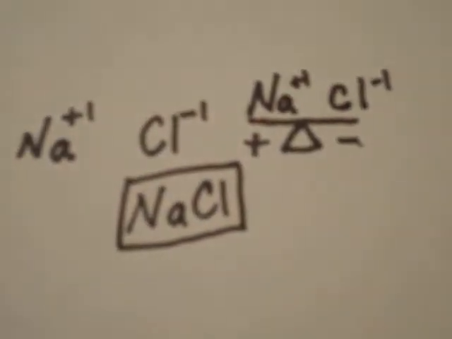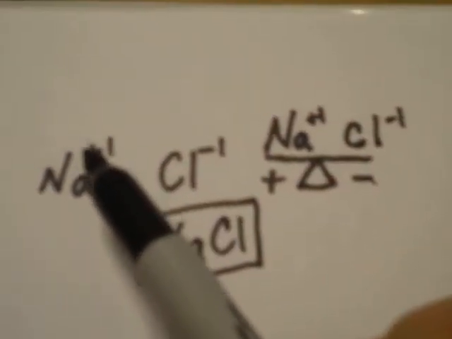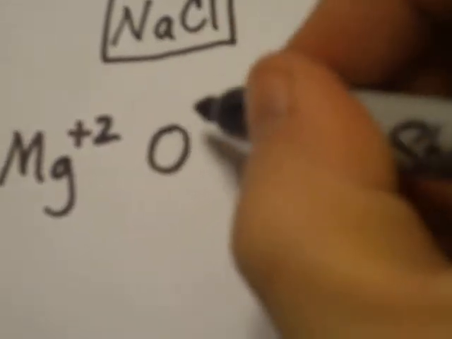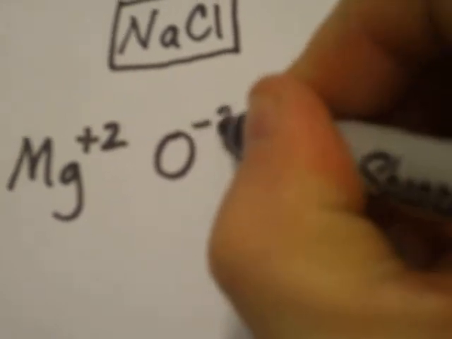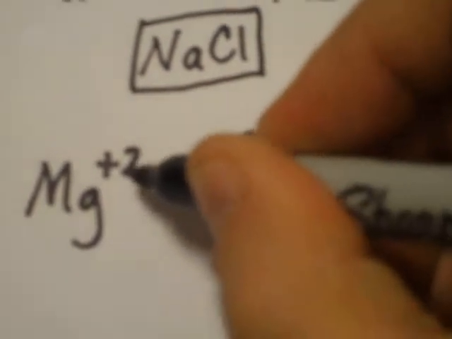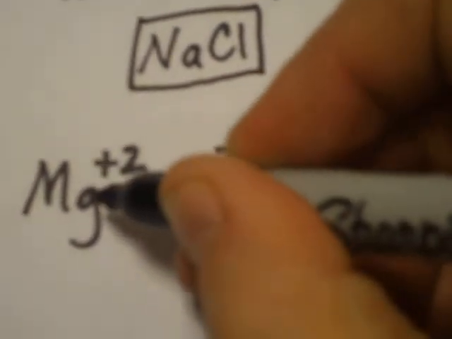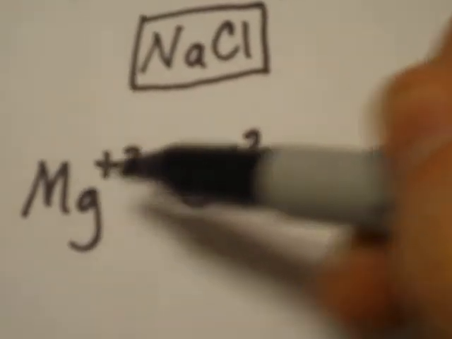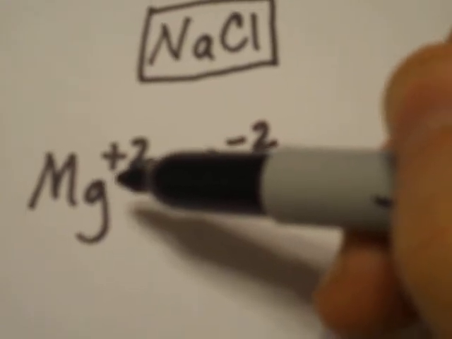Alright. Now, the same strategy can be applied when it's not +1 and -1. For instance, if you've got, say, magnesium and oxygen. Magnesium most commonly has a charge of +2, because it's in group 2 in the periodic table, and then oxygen has a charge of -2. Now, once again, you can see that these charges are exactly the same, 2 and 2, but they're opposite. Magnesium is +2 and oxygen is -2. Therefore, they perfectly match each other, and they go together in a 1-to-1 ratio.